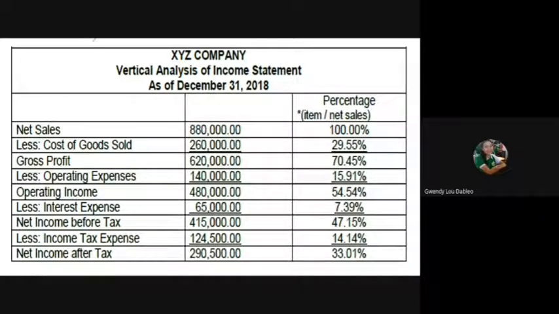Cost of goods sold, you have 260,000 pesos. That will be divided by 880,000 as our base amount, times 100. So the resulting figure we have is 29.55%. Now, this 29.55% is a component, a part of the net sales. Meaning, if you're going to interpret that, we only have 29.55% out of the 100% for our cost of goods sold. As you can see, gross profit is greater than the cost of goods sold.